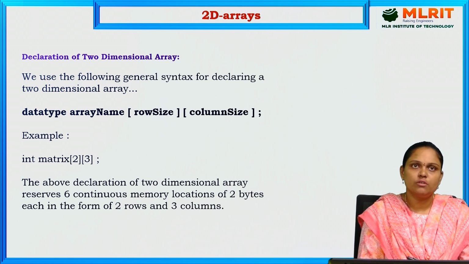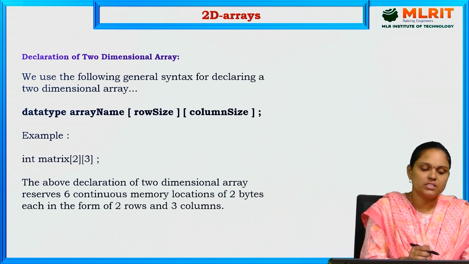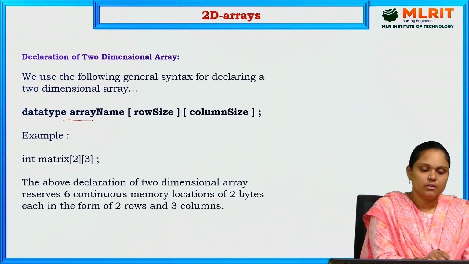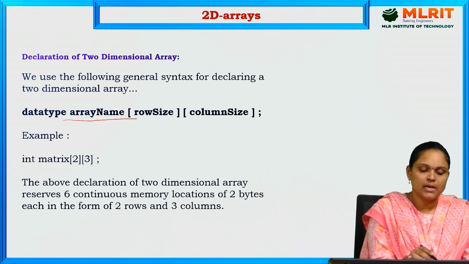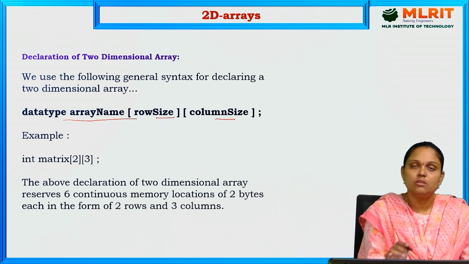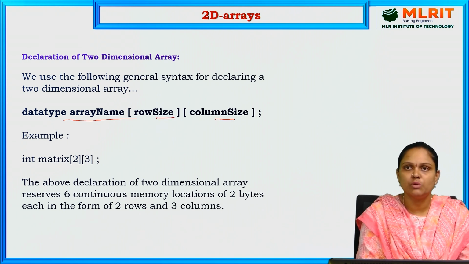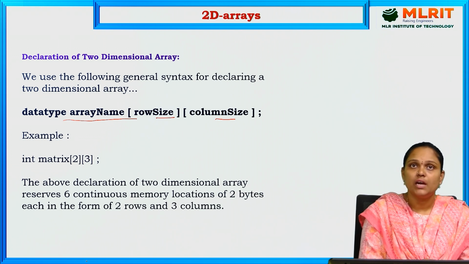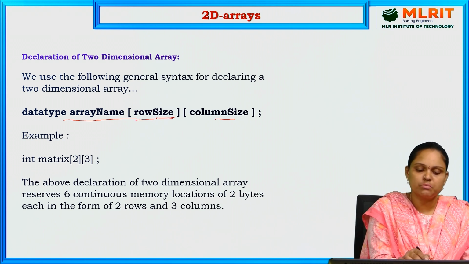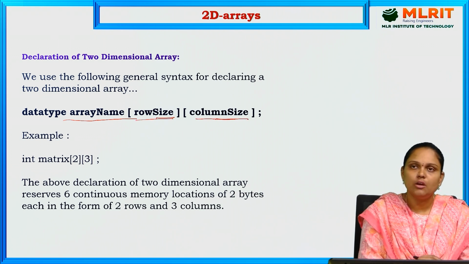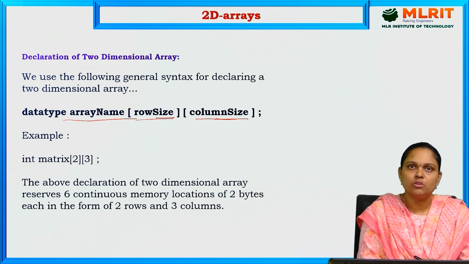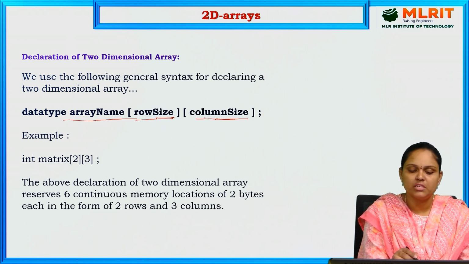Now the declaration of the two-dimensional array. This is the syntax that we use to declare the 2D array: the data type, array name, row size and column size. Here we are using two subscripts. In 1D we use only one subscript, and in the two-dimensional array we use two subscripts. One is the row size, another is the column size. The row size mentions how many rows you have, and the column size mentions how many columns we have.